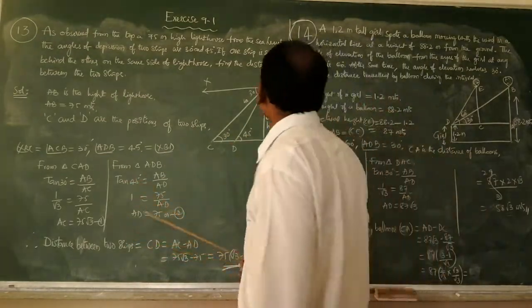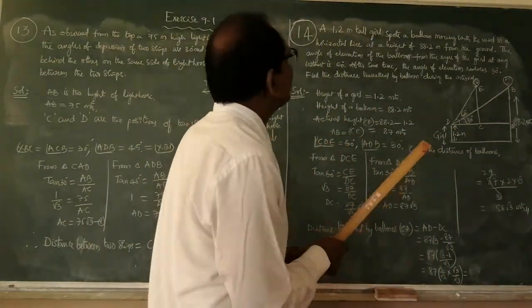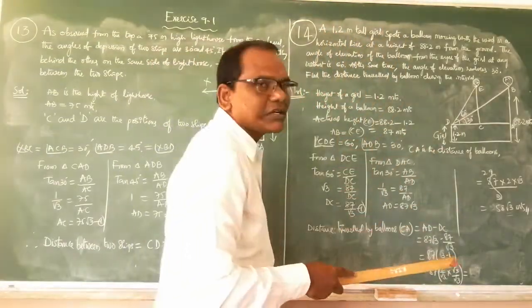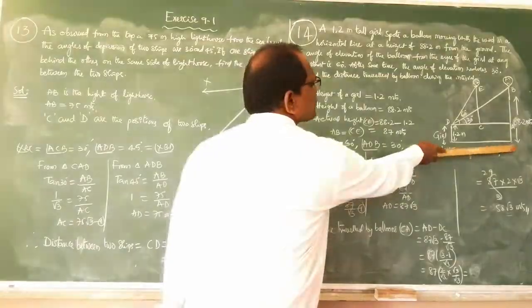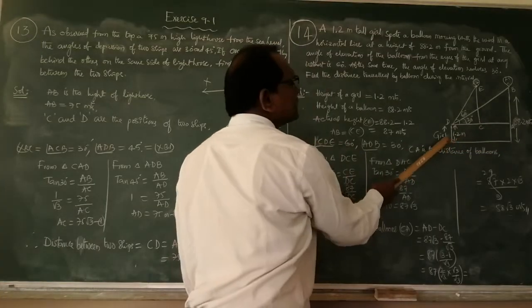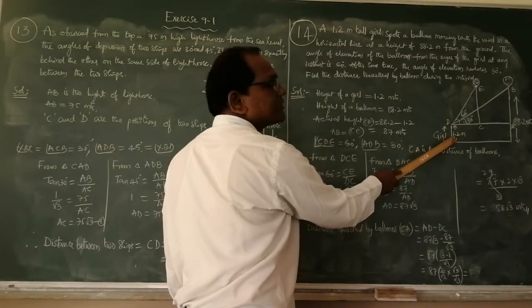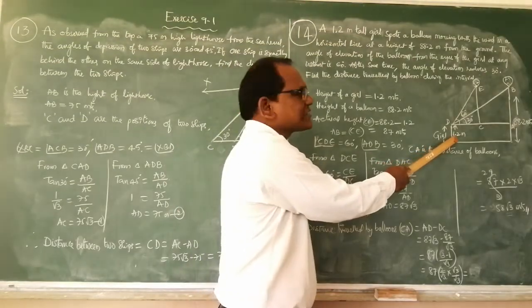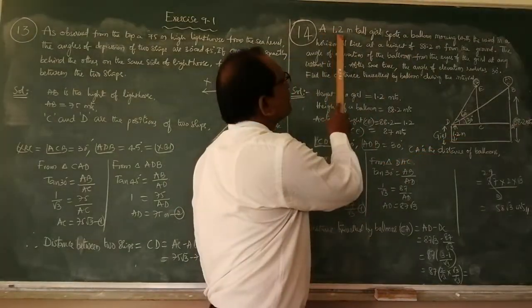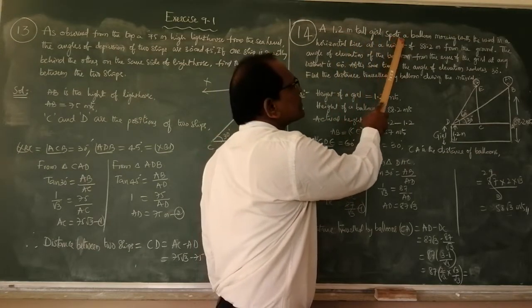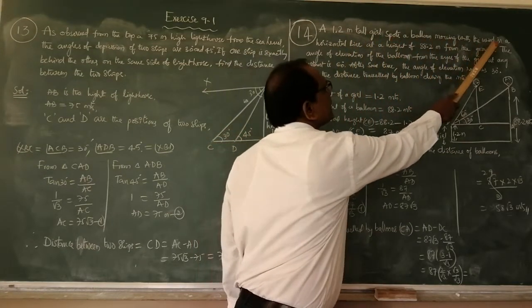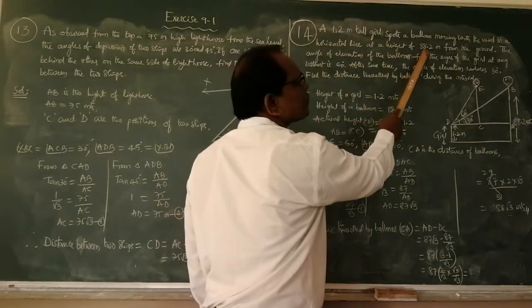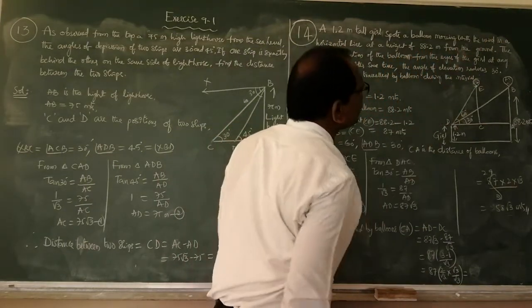When we are coming to the 14th problem, a 1.2 meter tall girl. Where is the tall girl? Here. This is the ground level, children. The girl is standing here. The height of the girl is 1.2 meters. A 1.2 meter tall girl spots a balloon moving with the wind in a horizontal line at a height of 82.2 meters from the ground.